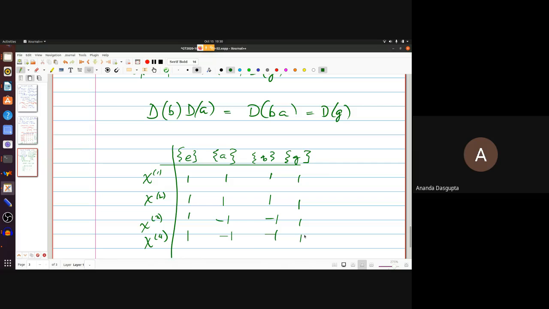Right. And what's wrong with that? What is wrong with that? Why is this not the character table? Just tell me what's wrong with this character table. Orthogonality doesn't hold. Well, of course it doesn't hold, but the real reason is you don't have 4 different irreps, right? You have only 2. The second row and the fourth row are identical. The second row is identical to the first, and the third row and fourth row are identical, right?